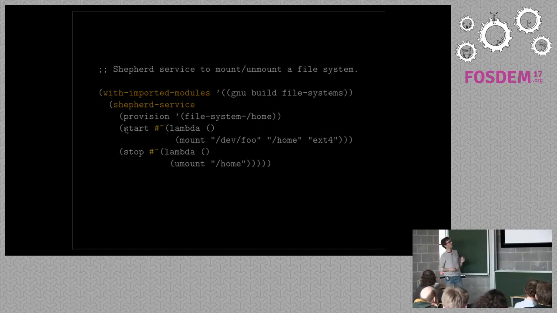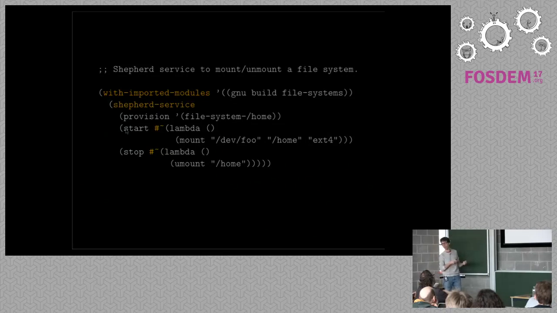Whereas here we can just say, okay, well, the Shepherd doesn't know how to mount file systems, for instance. Yet it's a useful thing to do, right? So if you're familiar with systemd, systemd has this local-fs.target thing to basically say, okay, I'm mounting all the local file systems. Well, we have something similar here. We have a file system service, and it needs to be able to mount file systems. So we happen to have a module in Guix that provides bindings to the C library, and in turn that allows us to mount file systems.